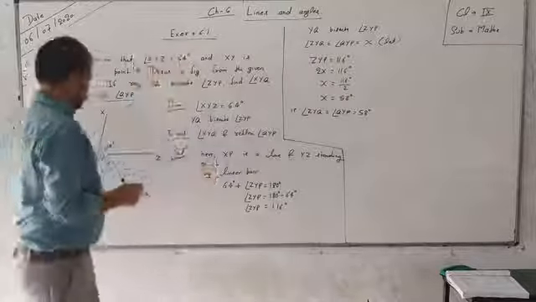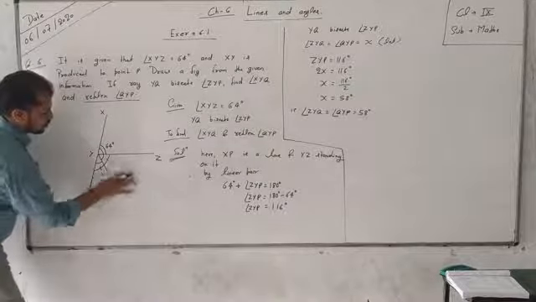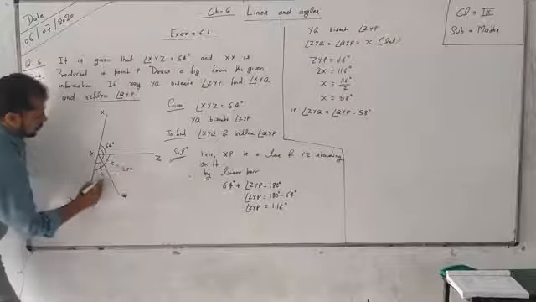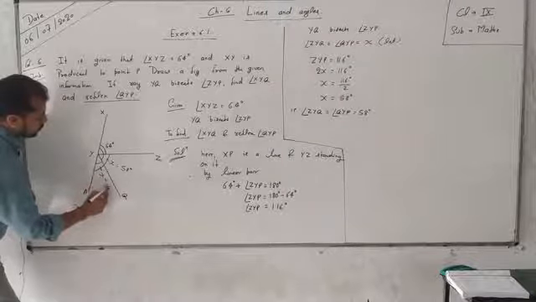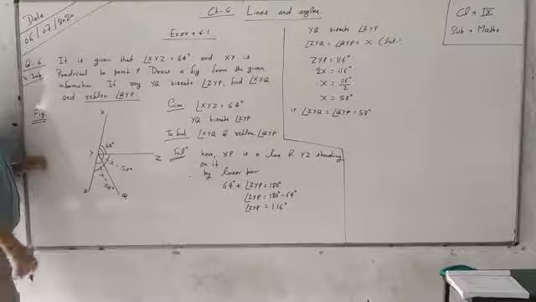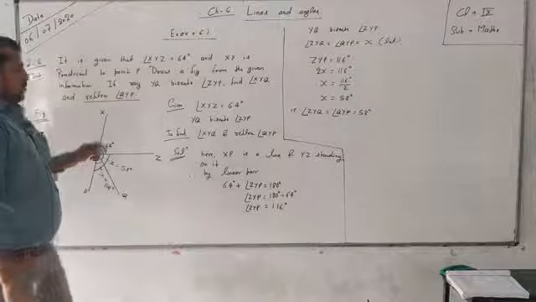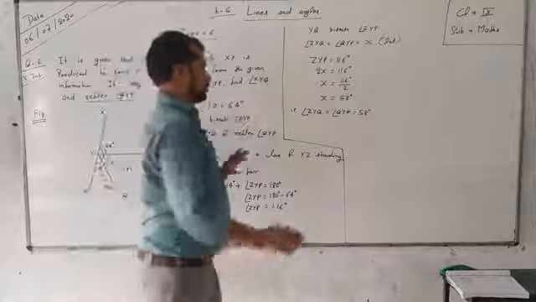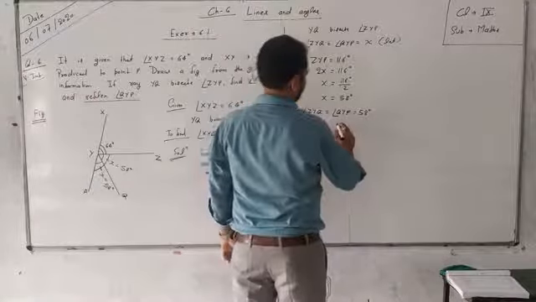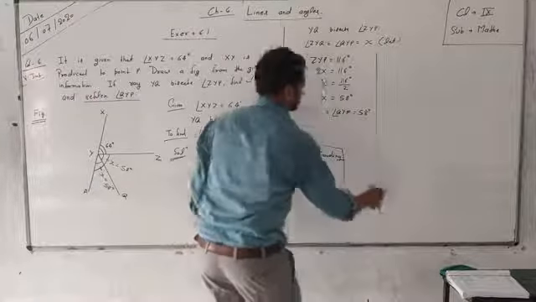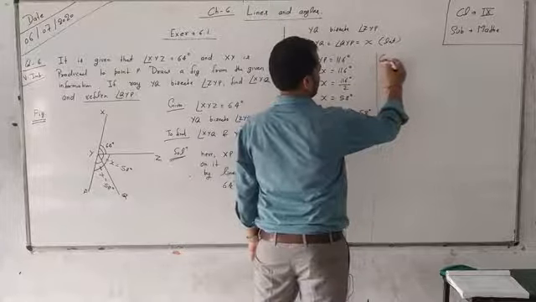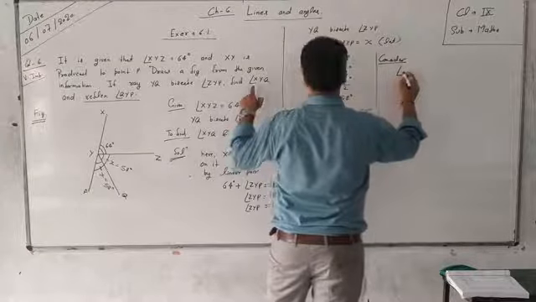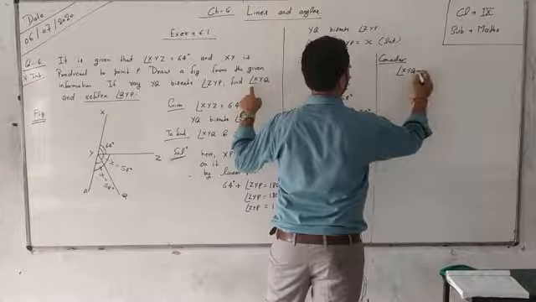Clear? You got the value of these two individual angles. Meaning this is 58 degrees and this one is also 58 degrees. Clear? Now you are going to find angle XYQ. Consider angle XYQ.